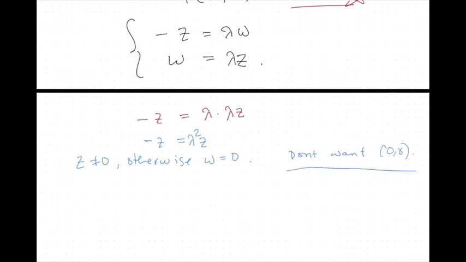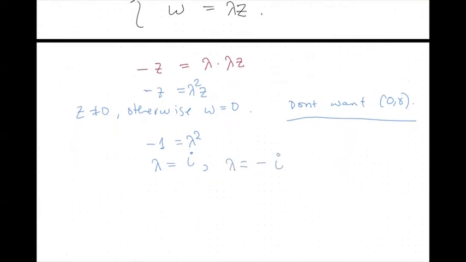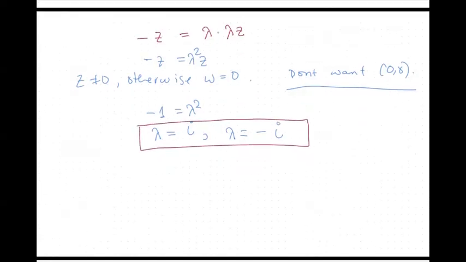So we need to simplify this so that we get another solution aside from the trivial one. So we get negative 1 is equal to lambda squared. That means lambda is either the square root of negative 1, which is i, or lambda is equal to negative i. So we get two eigenvalues.